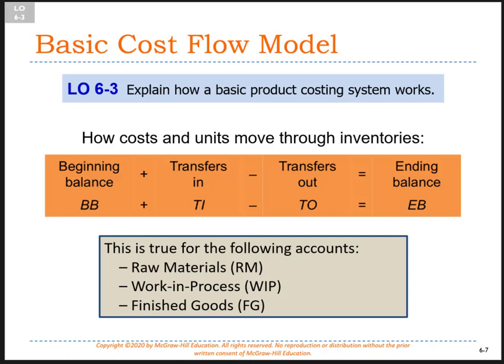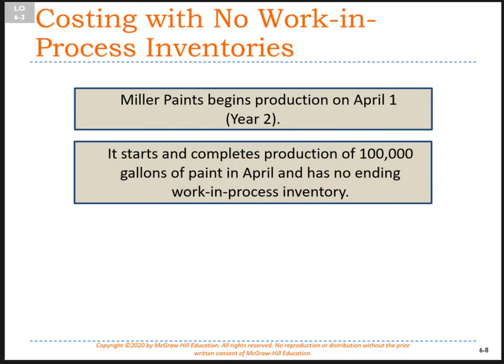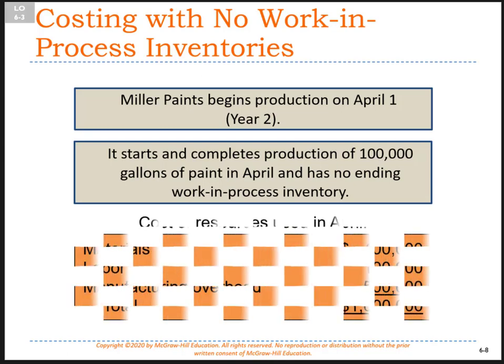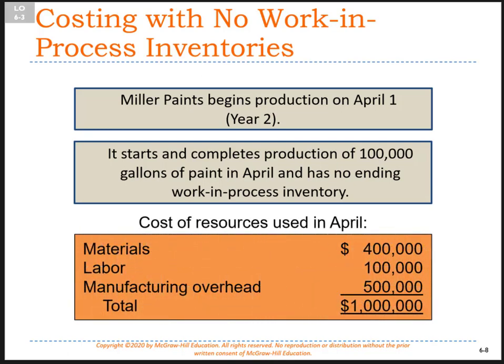Now we start talking about how to apply those dollars to those pieces. So starting with a very easy example where we don't have any work in process. We're skipping a step, if you will, or pretending that there is nothing left over at the end of the accounting period. So we completed 100,000 and that all was done. No partially done stuff at the end of April.